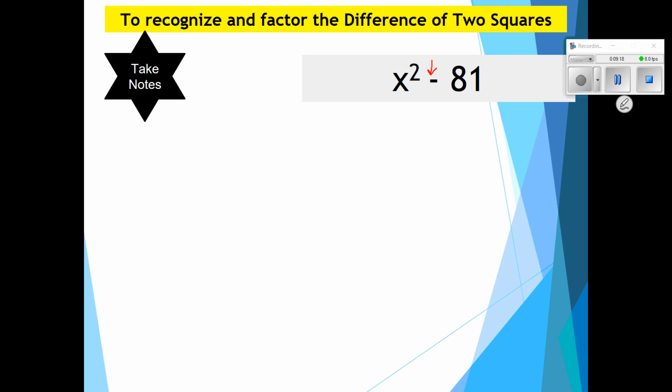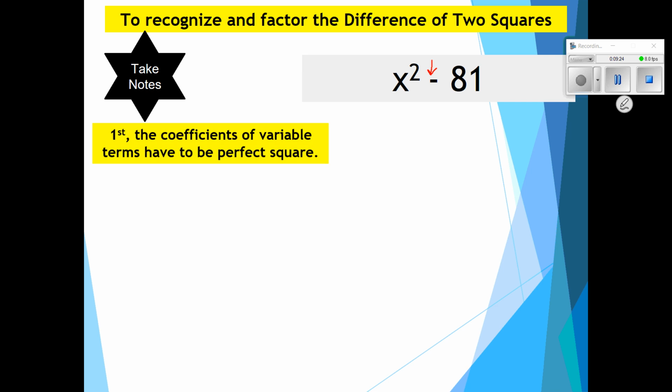Then we have to see if the two terms are perfect squares. In order for the two terms to be perfect squares, the coefficients in front have to be perfect squares. Well, we have an invisible 1 right here. Is 1 a perfect square? Well, 1 times 1 is 1, so 1 is a perfect square. The square root of 1 is 1.